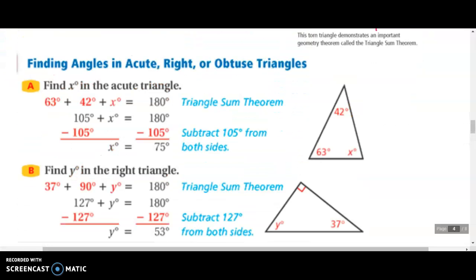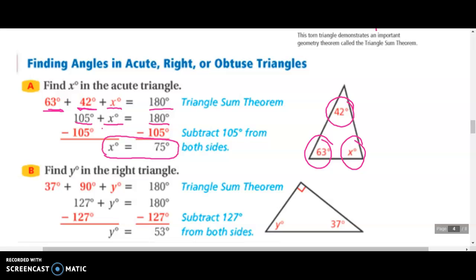Well, what that means is we only need to know two of the angles and we can find the third. For instance, if we know this angle is 42 and this angle is 63, we don't know this one, but we do know that the three angles add to 180. So we know that 63 plus 42 plus this unknown angle equals 180, and then we can use algebra to solve this. 63 plus 42 is 105. 105 plus x equals 180. We subtract 105 from each side, and we find out that that missing angle must be 75 degrees.